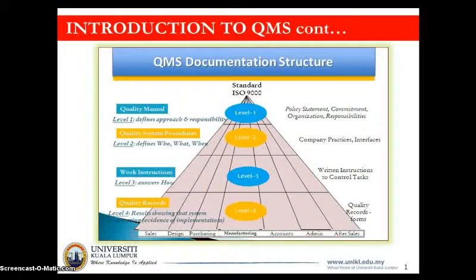And lastly, we have level 4, quality records. This level 4 will act as evidence. It shows that we have done our processes and activities, in terms of documentation evidence.